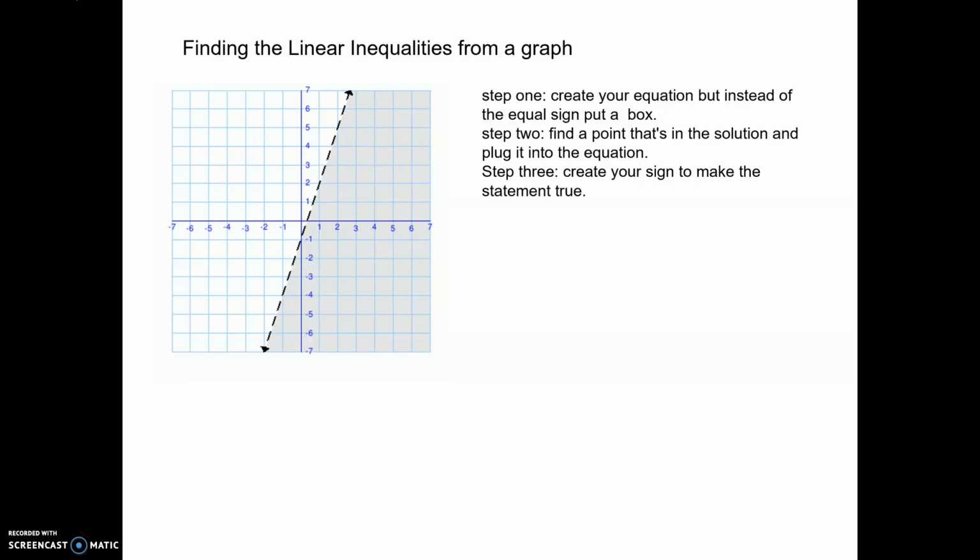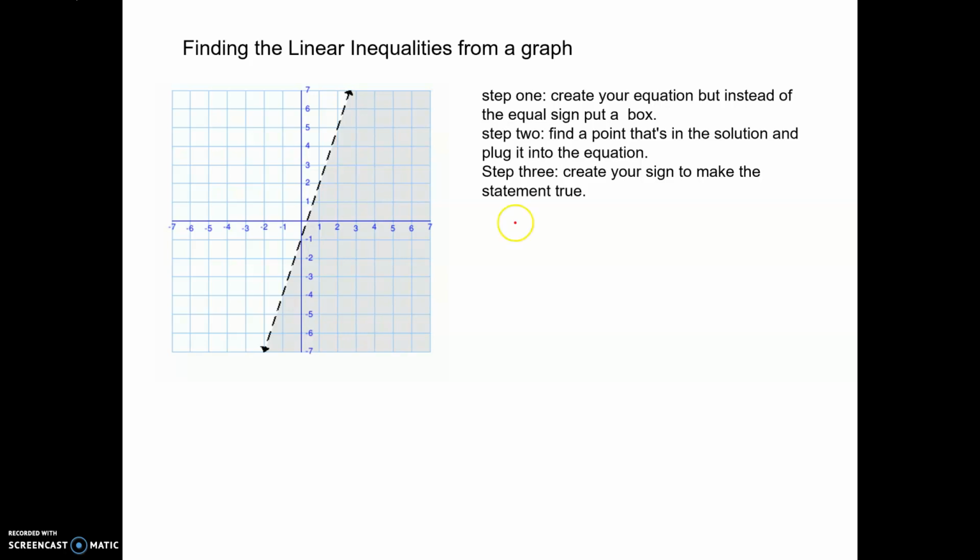All right, so this is going to go through finding the linear inequalities given the graph. Here I have some instructions. Step 1, create your equation, but instead of the equal sign, put a box. Step 2, find a point that is in the solution and plug it into your equation. And then step 3, create your sign to make the statement true. So we're going to go ahead and follow those steps.